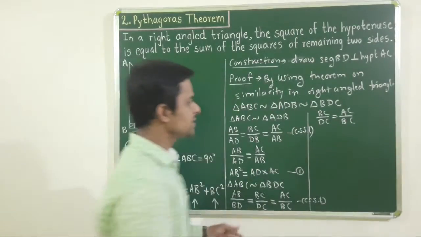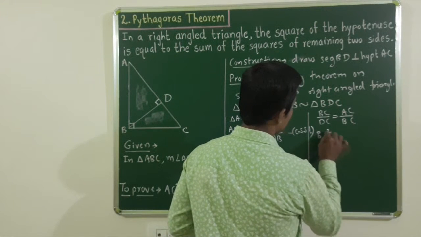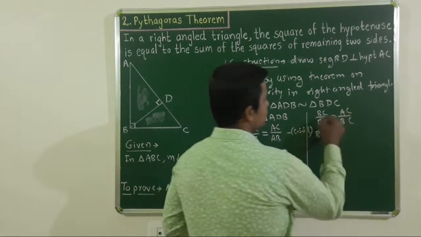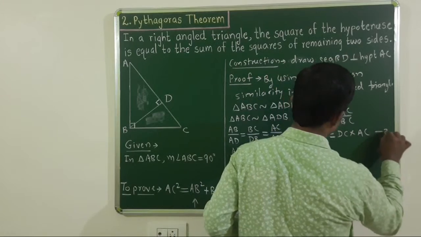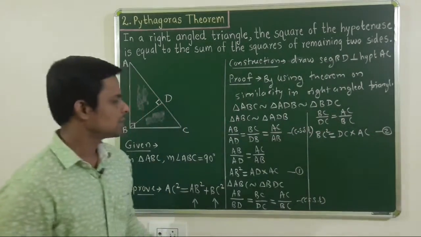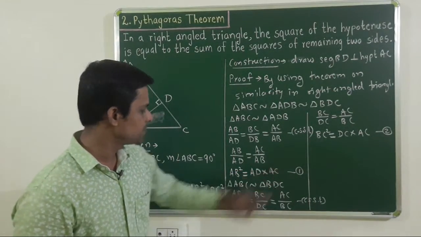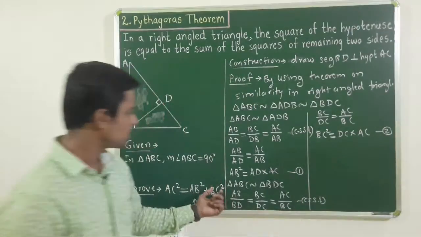Again, by cross multiplication, we will get BC into BC, that is BC square, is equal to AC into DC or DC into AC. Suppose statement number 2. Now, we got statement number 1 as AB square is equal to AD into AC. AB square we got here. And in statement number 2, we got BC square.